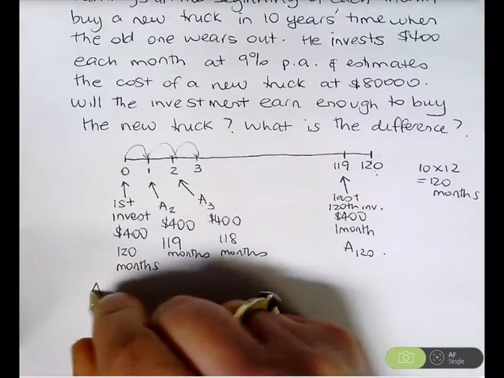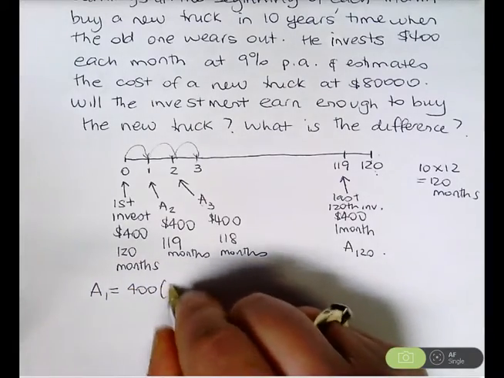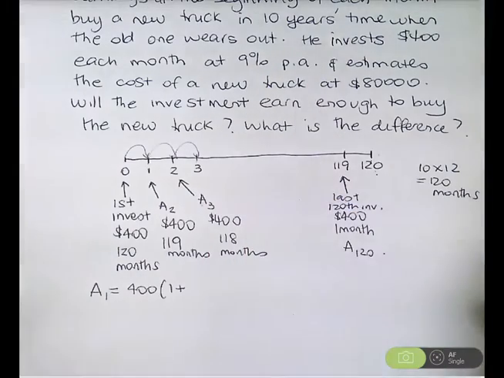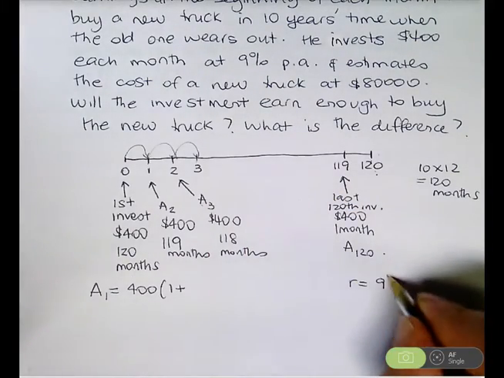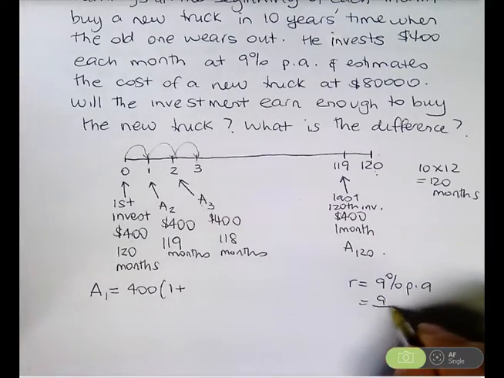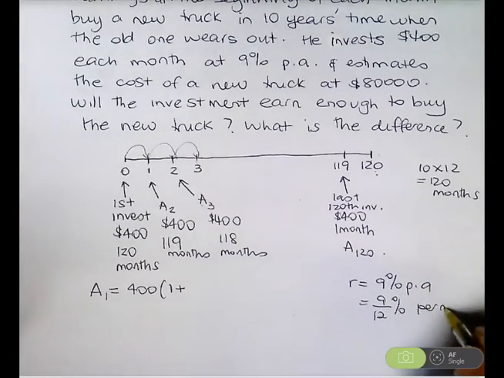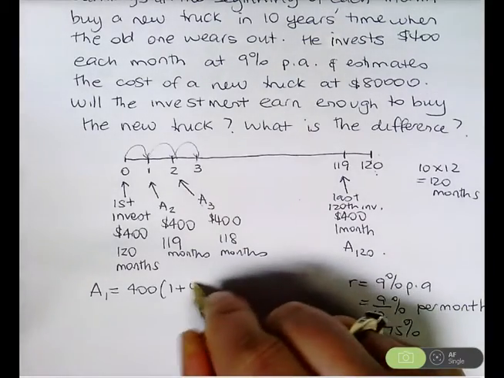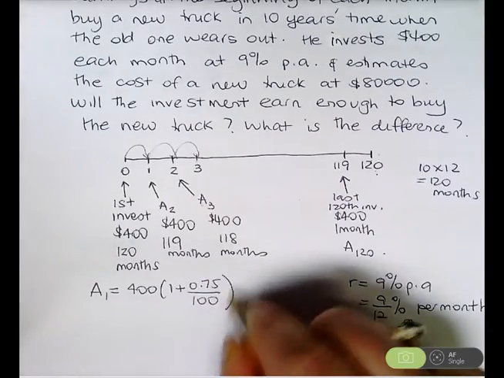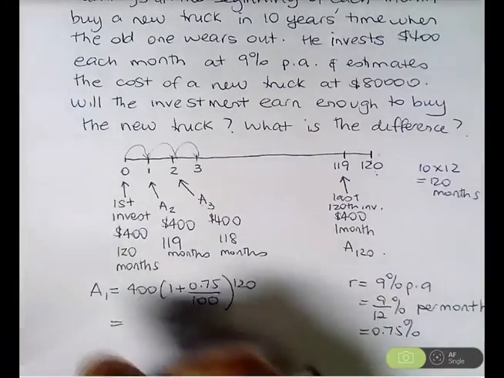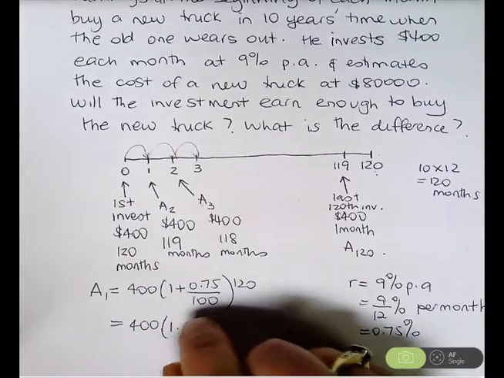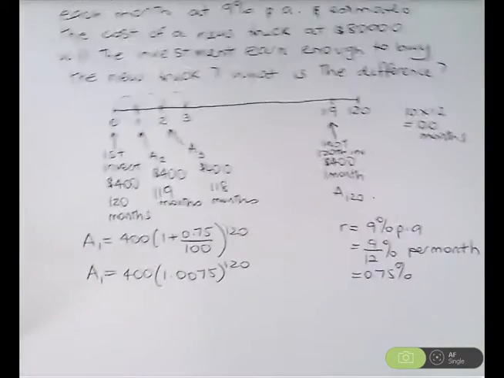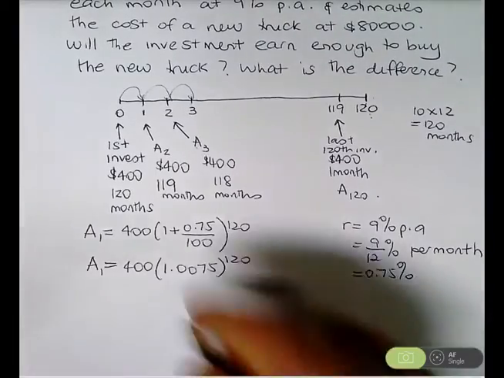So therefore A1 is 400 times 1 plus. Now, this is 9% per annum, so my interest rate is not 9%. So R is 9% per annum, which is 9 over 12% per month, which is 0.75%. So it's 1 plus 0.75 over 100, and that stays in for 120 months, which is 400 times 1.0075 to the 120. That's the first investment at 0.75% per month for 120 months.